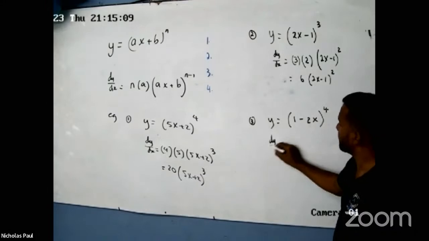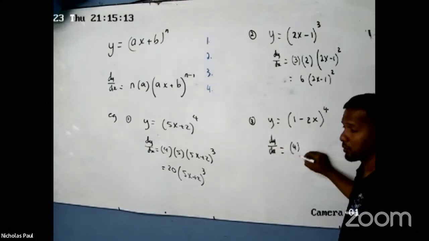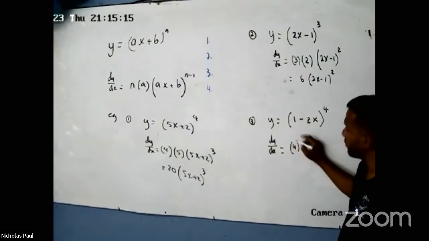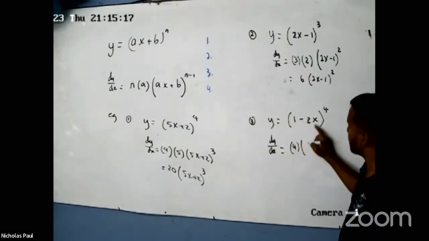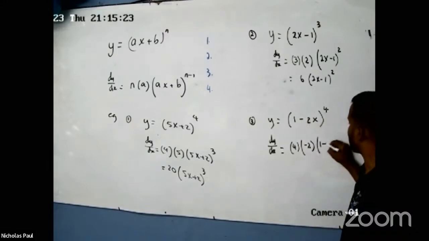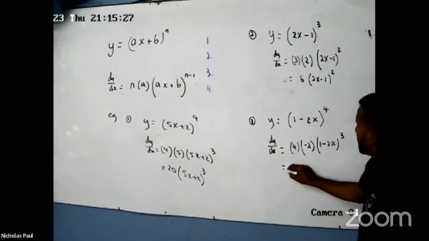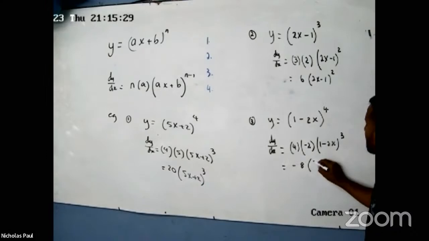This one here, dy dx, you bring down the 4. The differential of 1 is 0. The differential of minus 2x is minus 2. Then you put back the bracket and you minus 1 from the power. So you're going to get minus 8 by (1 minus 2x) cubed.